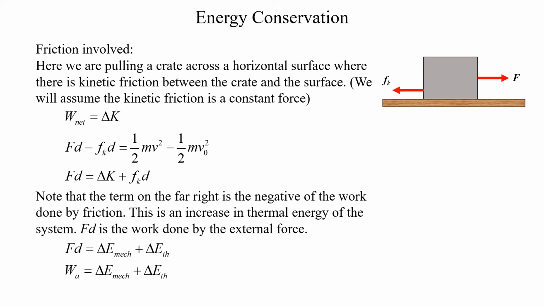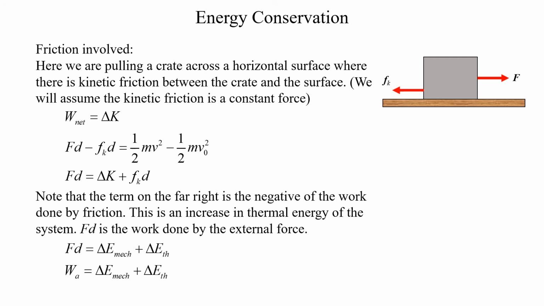So then I solve for the work done by my applied force, F times d. When I move the friction term to the right, I get F times d equals the change in kinetic energy plus the frictional force times the displacement. So notice that the term on the far right is the negative of the work done by friction. Well, friction, of course, will cause heat. So this will cause an increase in thermal energy. Heat is a form of energy, so we call that thermal energy. And that is an increase in thermal energy of the system.